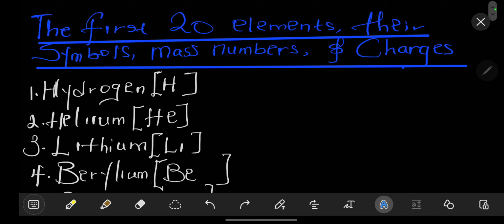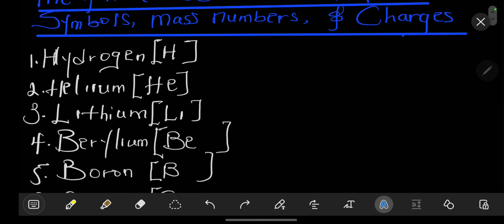Because if you want to get it, you just have to read it accordingly. So you're asked the atomic number of, let's say, boron. You have to read it hydrogen, helium, lithium, beryllium, boron. Then the atomic number for boron becomes 5. So this is the simple way to get the atomic numbers.